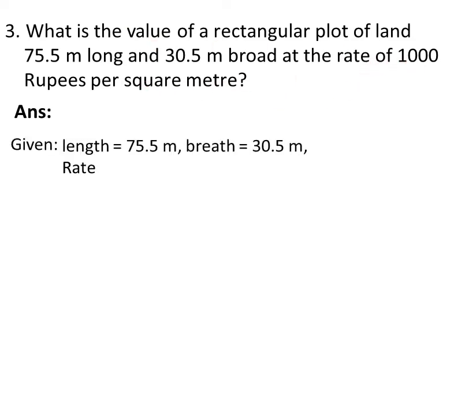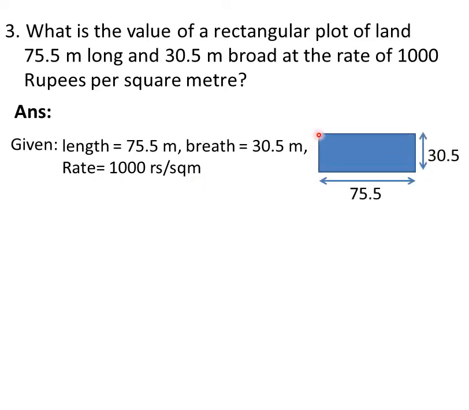ठीक है, तो पहले हम क्या लिखेंगे, सारा गिवन लिख देंगे. गिवन इज़ वॉट, लेंथ, ब्रेथ एंड रेट दिया है 1000 रुपीज़ पर स्क्वायर मीटर. तो फॉर अंडरस्टैंडिंग विल जस्ट ड्रॉ द डायग्राम. तो ये शेप है रेक्टेंगल, ये हमारा लेंथ हो गया और ये हमारा ब्रेथ हो गया. ठीक है, और हमें फाइंड क्या करना है, टू फाइंड वैल्यू ऑफ द प्लॉट इन रुपीज़.